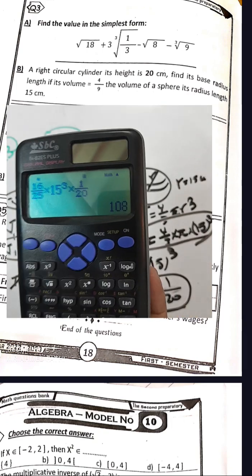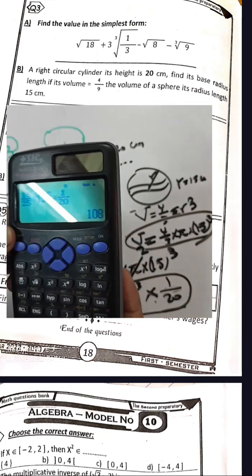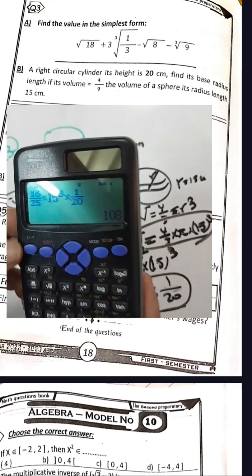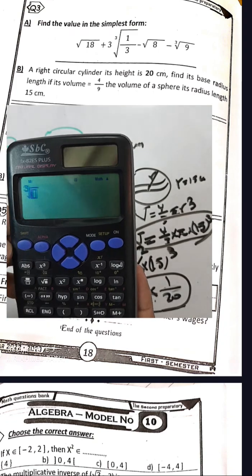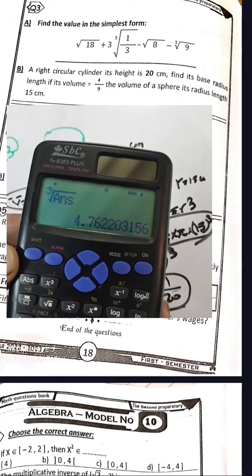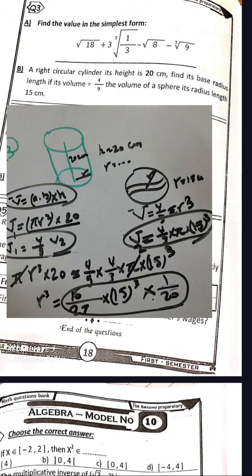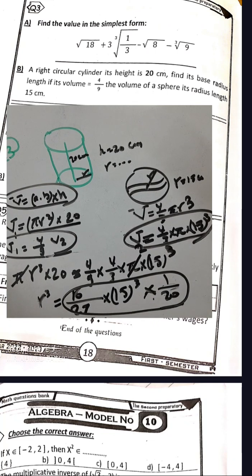Okay, the result will be 180. Then r we can write shift square here, answer, the result will be 4.7 centimeter.